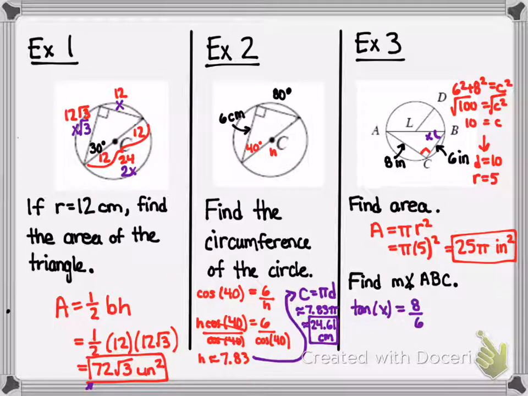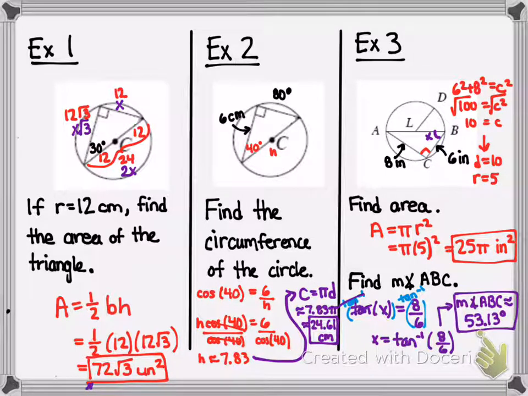To solve for x for that angle, I would use inverse tangent. That would simplify the left-hand side and just give us x equals tangent inverse of 8 over 6. And that x is angle ABC, so the measure of angle ABC would be approximately 53.13 degrees. So there's a whole lot of ways, as you can see, that we can use the diameter of a circle and apply that to work within our right triangle tools.